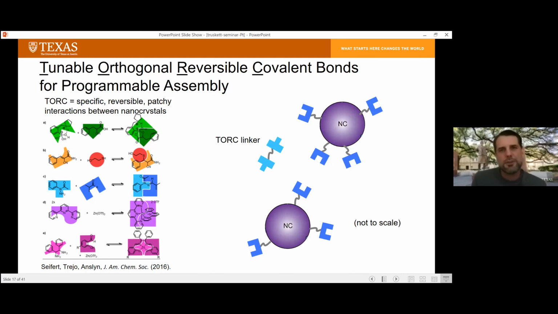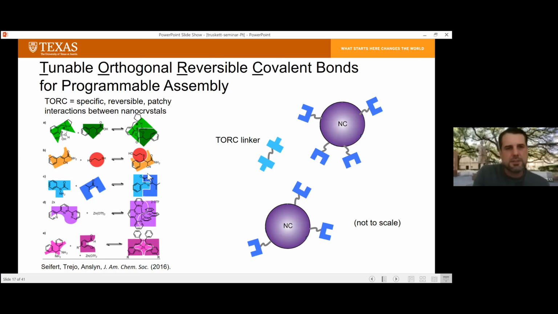Okay, so I want to start moving toward experiments based on that background from a foundational perspective. And this is where Eric Anslyn's group comes in. I mentioned that their group has helped to design linkers for these colloid linker systems. What I'm showing you here are 5 different pairs of tunable, orthogonal, reversible, covalent bonds. These are reversible bonding interactions that allow you to have programmability of your linkers.